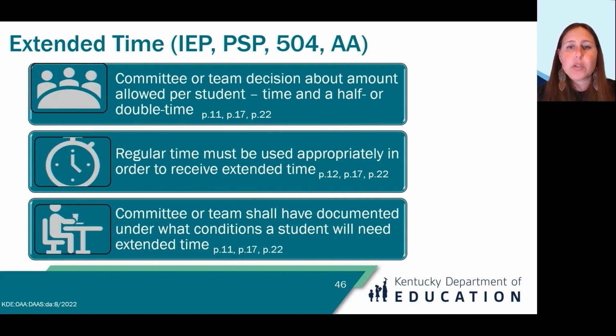Regular time must be used appropriately in order to receive extended time. If for some reason a student does not use regular testing time appropriately, for example, they sleep for 55 minutes of an hour-long test, you may deny extended time to that student. Make sure you document everything in as much detail as you can muster. Turn that into the building assessment coordinator so they can properly document why that student was denied extended time.